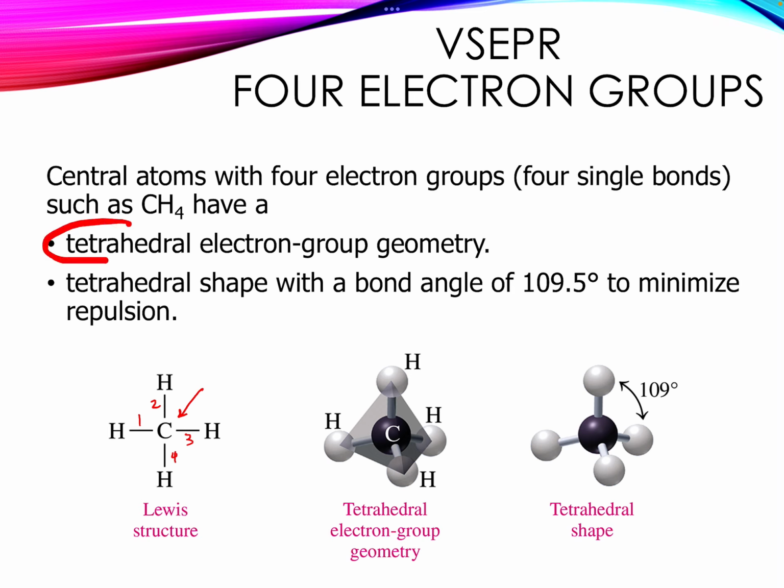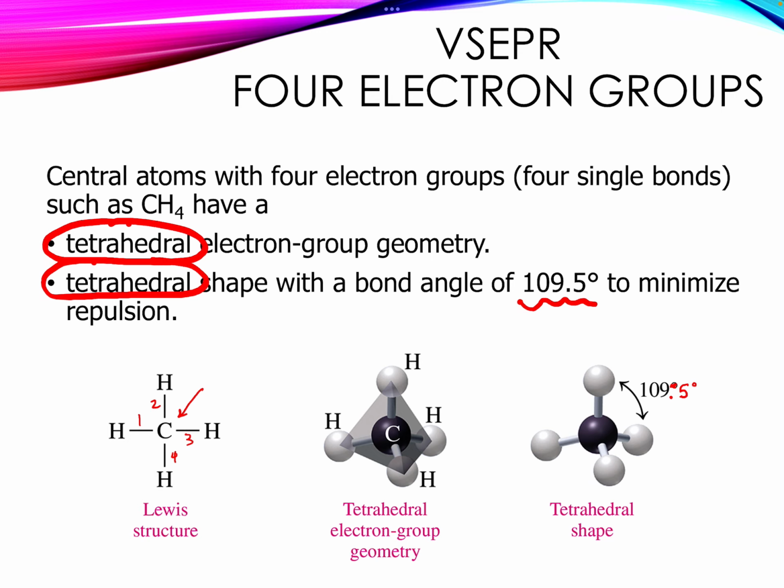This will give us a tetrahedral electron group geometry, and since all of those are bonds, the shape is the same name, okay? So it's also a tetrahedral shape. Our bond angles here are 109.5, okay? And this picture is wrong. This picture should say 109.5, my apologies, degrees, because those are the bond angles in a tetrahedral shape, okay?